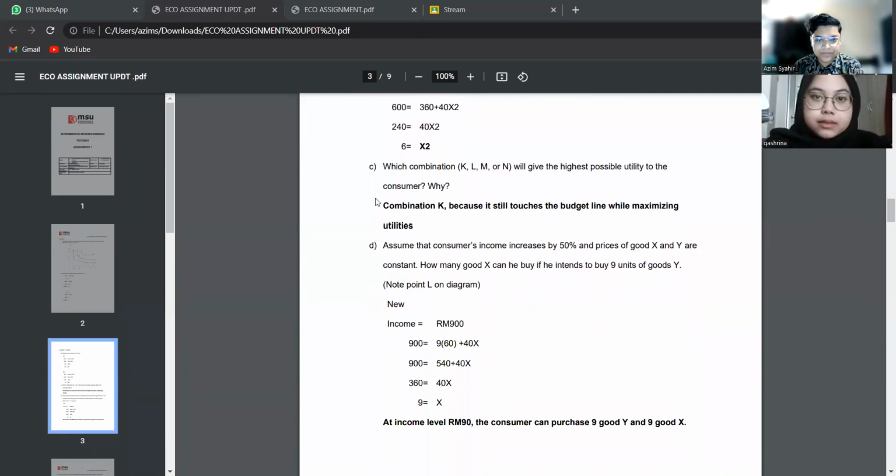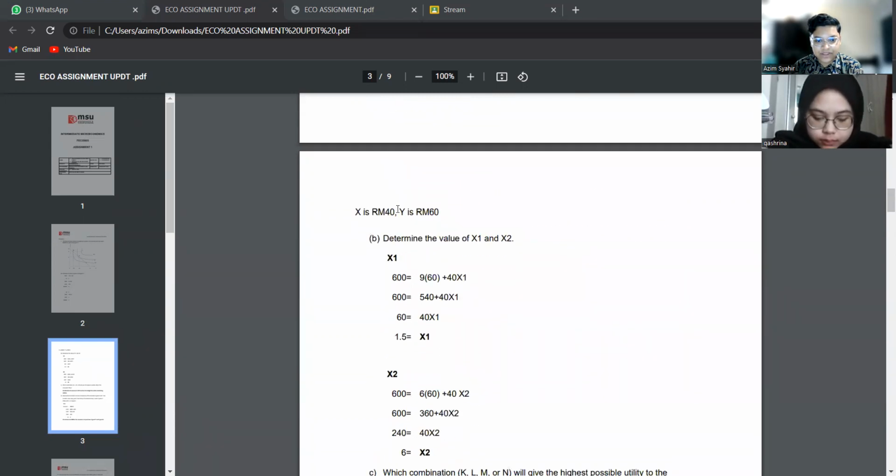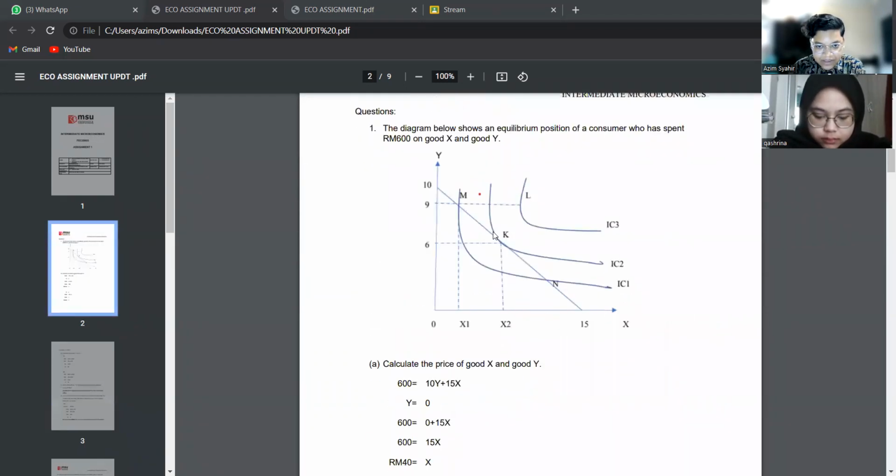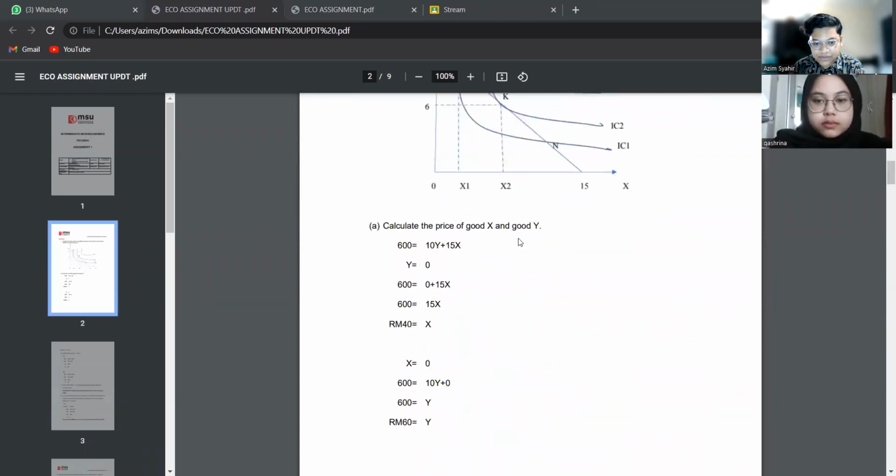As for C, which combination K, L, M, or N will give the highest possible utility to the consumer? For this, it says combination K, because as you can see, it's still on an indifference curve, but it's the furthest away from the origin and it still touches the budget line. Therefore, it gives the maximum utility.